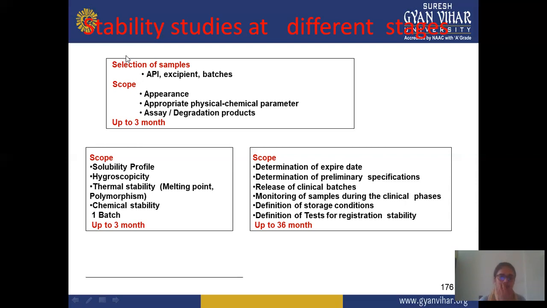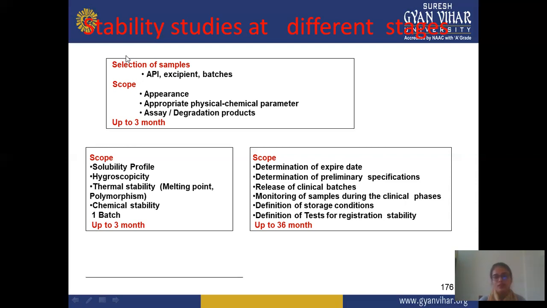Means you can say that you are testing the solubility profile, hygroscopicity, thermal stability, melting point, polymorphism, and maybe certain chemical changes you see. And for this condition, you will perform a one batch stability study for up to 3 months or a particular time period. And next is to perform a stability study for at least 36 months, means up to 3 years.